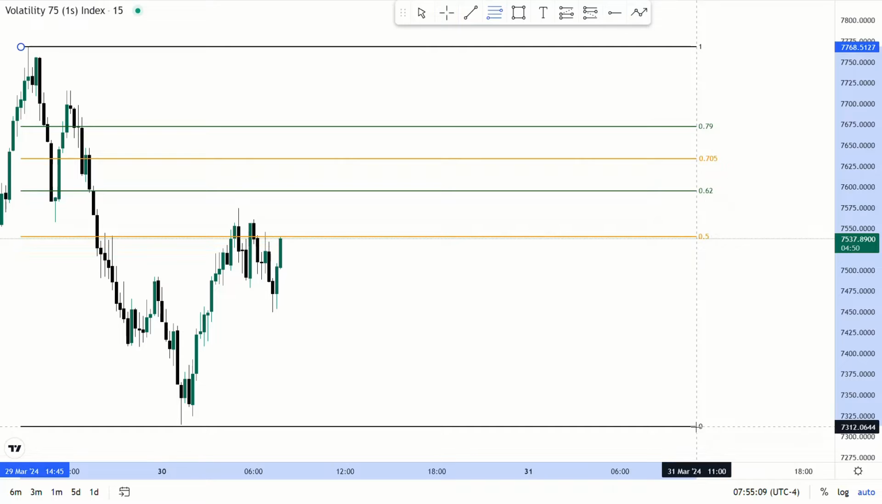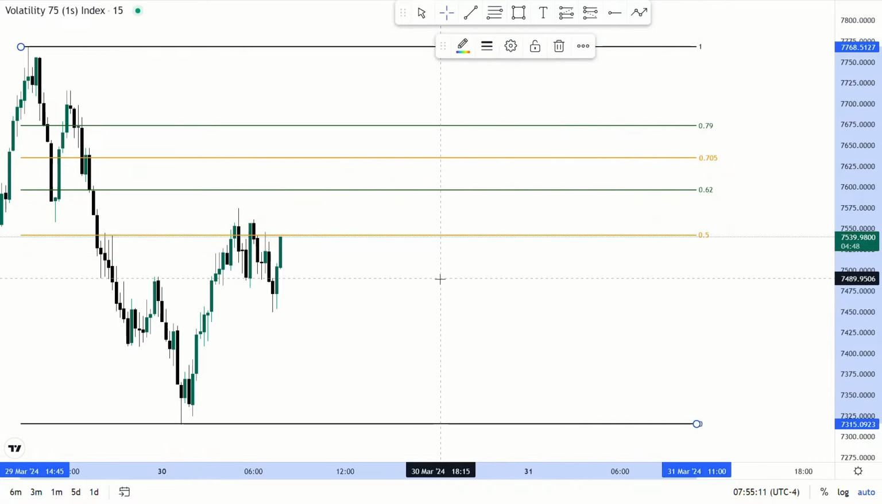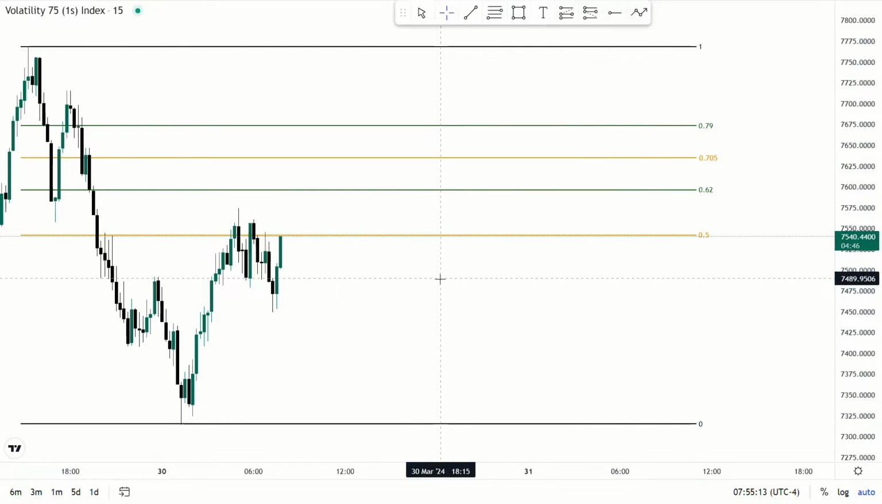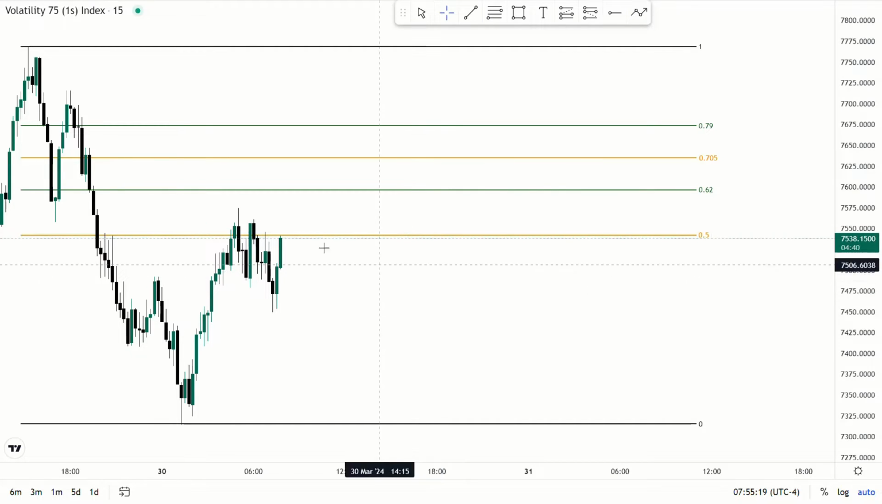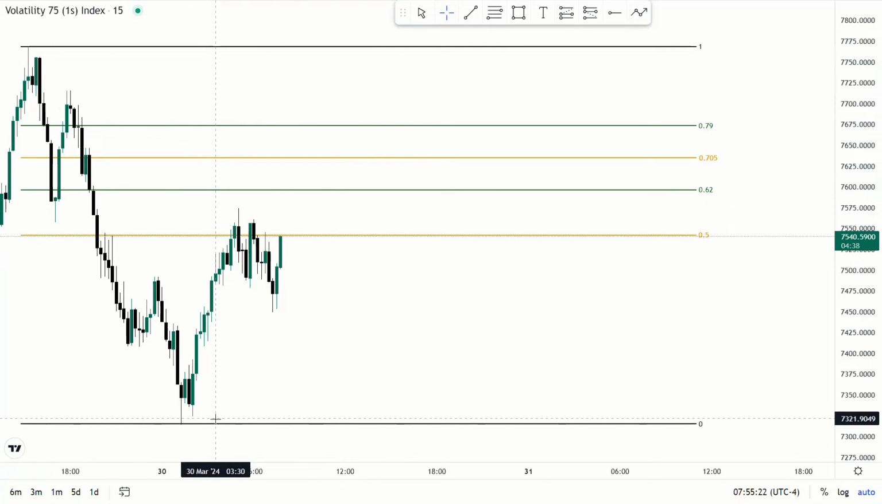If you're a beginner, I don't advise you taking counter trades. It's way too risky, so you'd rather just follow the trend. From that high to this low, this is the premium zone, and the first order block was right here.